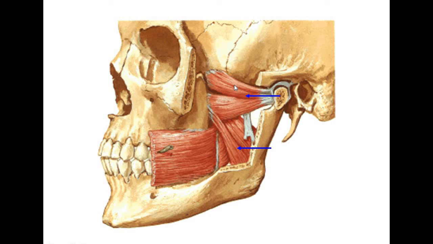These are the two heads of the lateral pterygoid muscle. This muscle is the key muscle of this region, because knowing the relations of this lateral pterygoid muscle will give a fair idea about the layout of the structures present in this infratemporal region. And this is the medial pterygoid muscle, which is shown with the blue arrow.